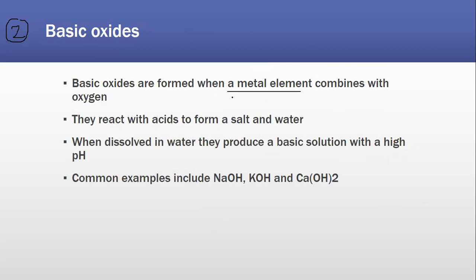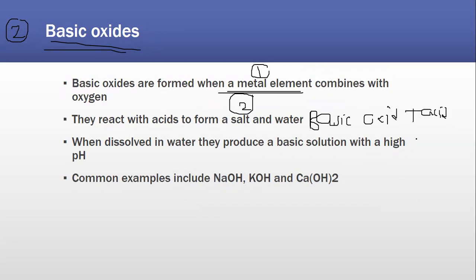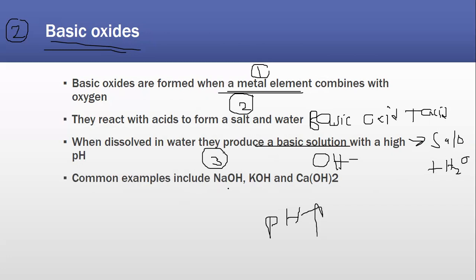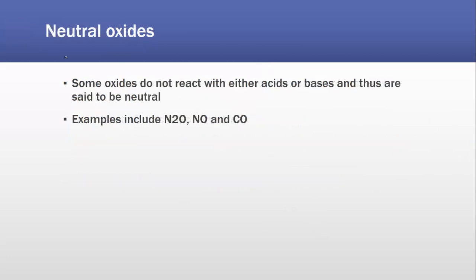They are formed when a metal element combines with an oxygen. जब एक metal element combine करता है oxygen के साथ, they produce basic oxides. अब इसकी property क्या है? Number one, they are made up of metals. Number two, they react with acids. अब जो basic oxides होंगे, when they react with acids, they are also going to produce what? Salt plus water. Moreover, when they are dissolved, they produce a basic solution. They might produce OH ions and they would have a high pH. For example, sodium hydroxide, potassium hydroxide, and calcium hydroxide.